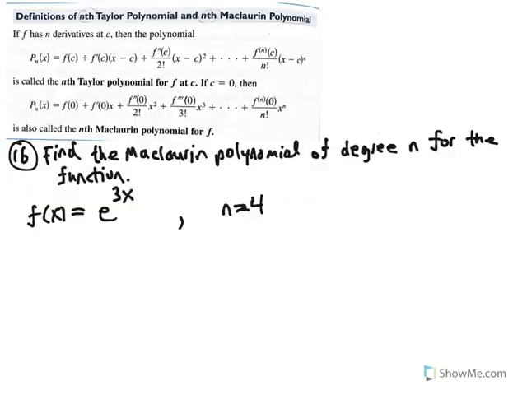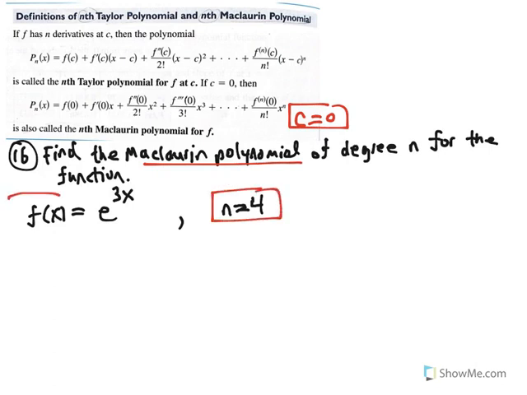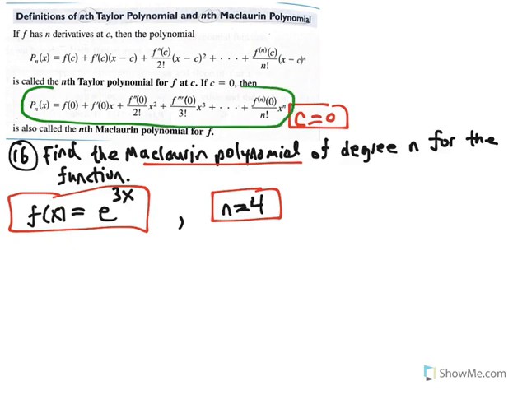So find the Maclaurin polynomial. That means our center is at 0, so c is equal to 0, of degree n, and in our example we want a fourth degree Maclaurin polynomial for the function f of x equals e to the x. So what do we need to do? We need to look at the definition of an nth degree Taylor polynomial centered at c. And c for us will be 0 because we have a Maclaurin polynomial.